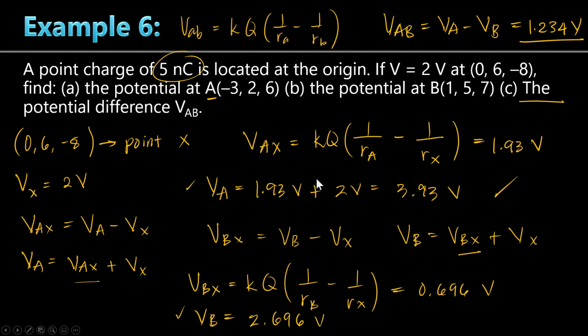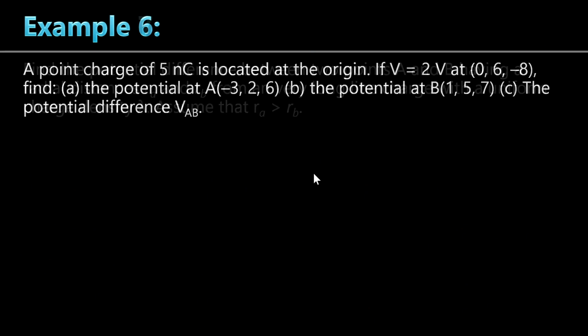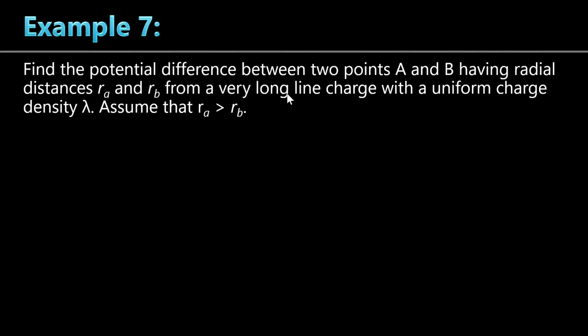Practice ka lang. Example number 7. Last example na ito. Find the potential difference between 2 points A and B having radial distances RA and RB from a very long line charge with a uniform charge density lambda. Assume that RA is greater than RB. Okay, so dito, meron tayong line charge, very long. So, kung yan ay very long, pwede nating i-assume infinitely long siya.